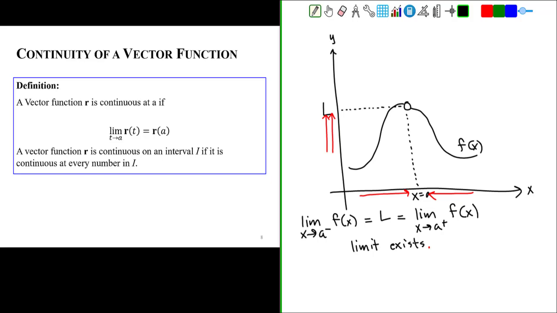The function does not exist at that point. Since f of x is undefined at that point, x equals a, we have to say that this function is discontinuous at x equals a.